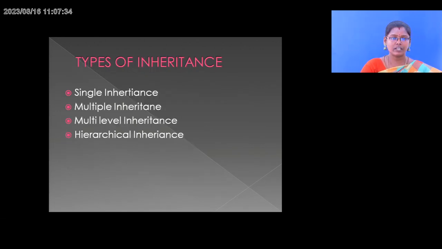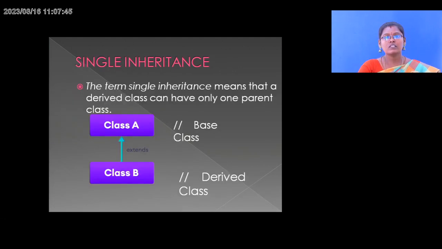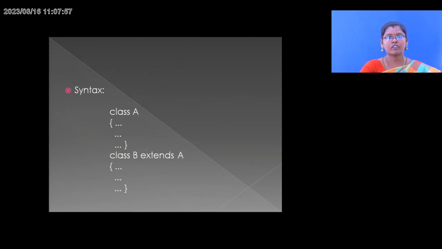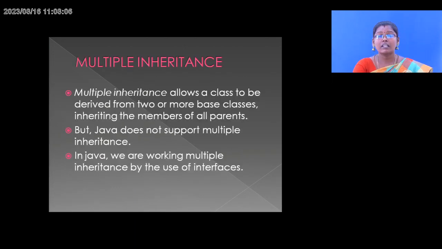These are the types of inheritance. First one is single inheritance, the second one is multiple inheritance, third one is multi-level inheritance, fourth one is hierarchical inheritance. So first one is single inheritance. The term single inheritance means there is only one base class and one derived class. The derived class derives all the properties from the base class A. So class A is a base class, class B is a derived class, and it extends all the properties from class A.